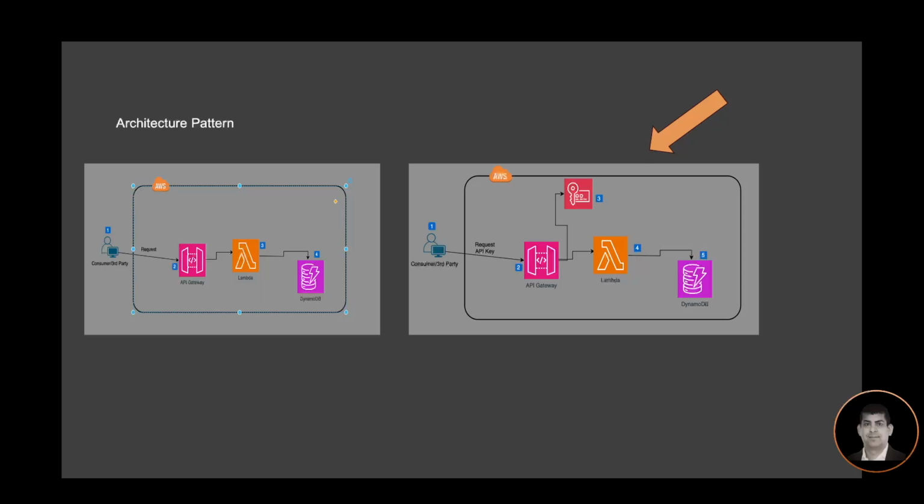It's like putting a lock on your asset. If you don't have the key, you will not be able to use the API to get the data from the DynamoDB table via Lambda function.